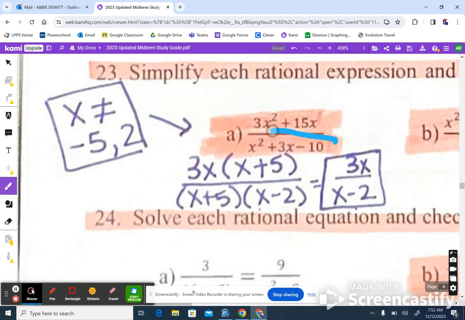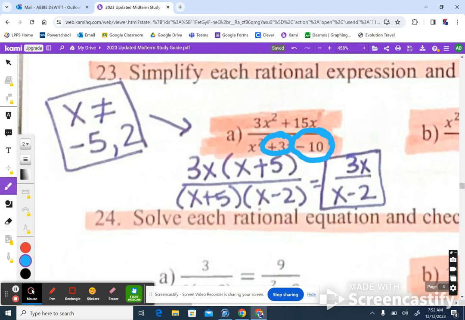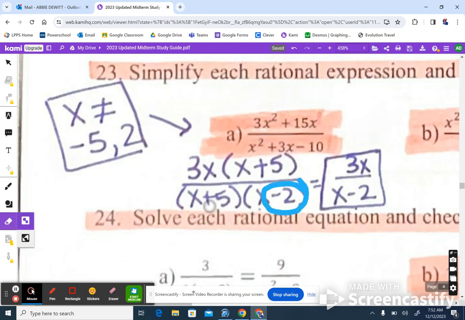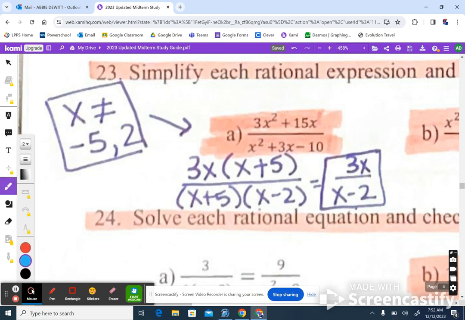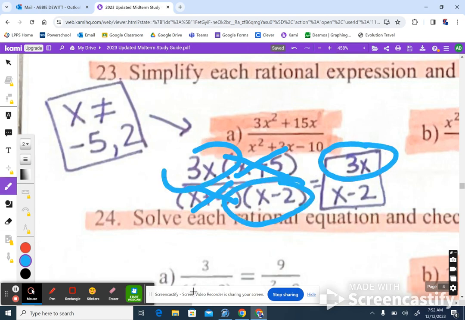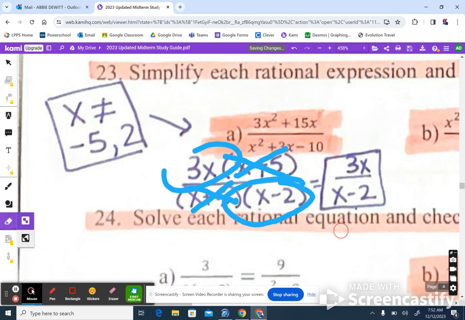And the bottom, the denominator, you have a quadratic that is a trinomial that is factorable. What 2 numbers multiply to negative 10 and add to 3? 5 and negative 2 multiply to negative 10 and add to 3. So you set up both of your binomials, x plus 5, x minus 2. Your x plus 5s cancel, and you're left with your 3x in your numerator and x minus 2 in your denominator. So your answer is 3x divided by x minus 2.